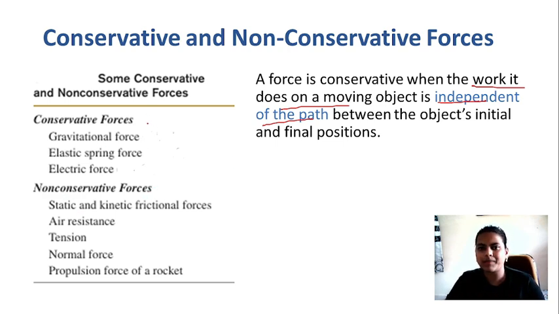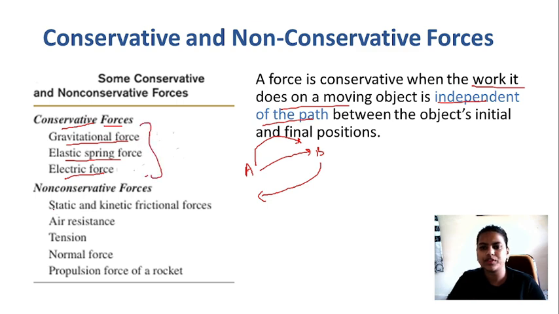Some examples, as you can see in this table, of conservative forces are gravitational force, elastic spring force, and the electric force. So for these forces, when going from A to B, the work done is independent of the path. Whether you take this path or the other path, it does not depend on the path. So these forces are known as conservative forces.